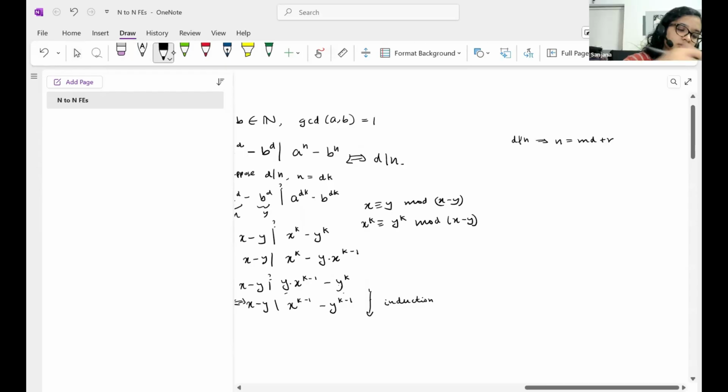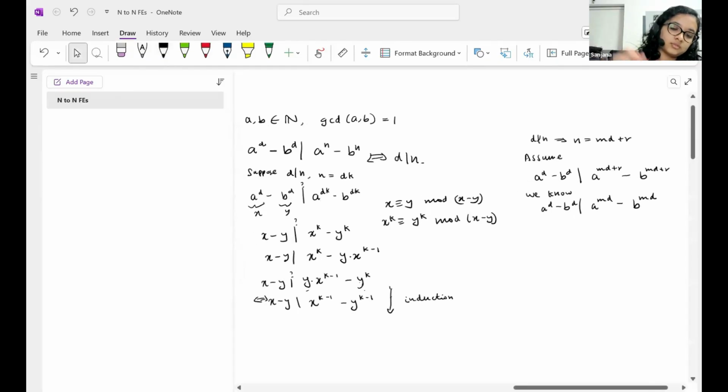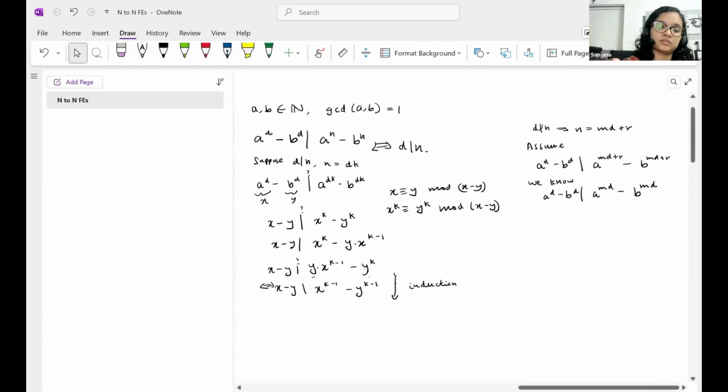So for the sake of contradiction, you can assume, suppose a raised to d minus b raised to d divides this. What we know is it also divides this by what we proved before. So can we use this to prove a contradiction?